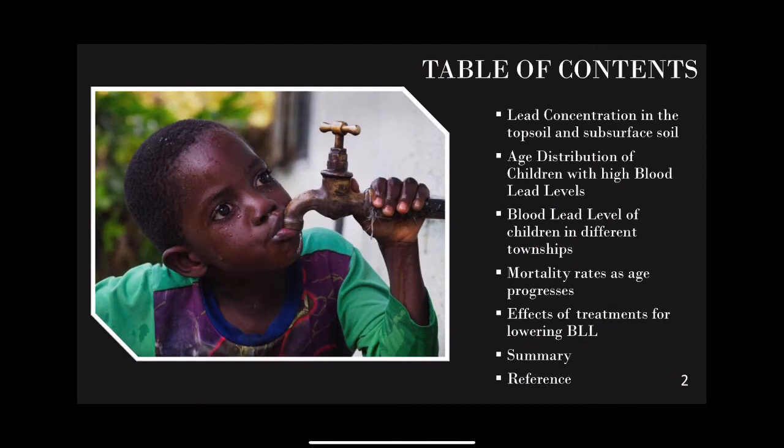Table of contents. In this video, we will be going over 5 key points. The first being lead concentration in the topsoil and subsurface soil. Second, age distribution of children with high blood lead levels. Third, blood lead levels of children in different townships. Fourth, the mortality rates as age progresses. Fifth, the effects of treatment for lowering BLL. Following that, we will have a summary page and the references.